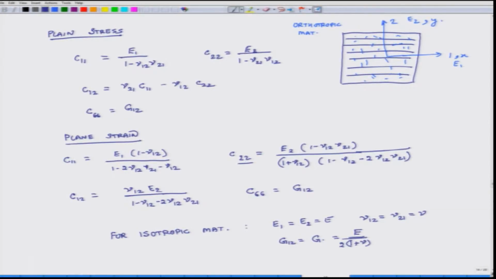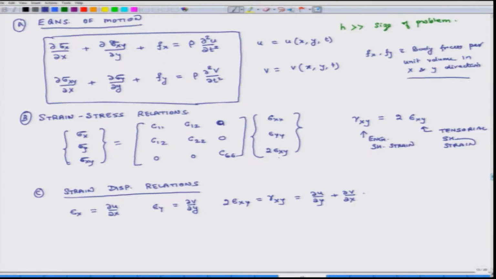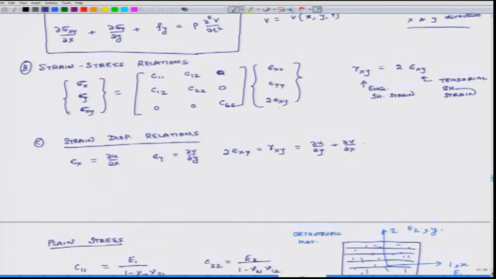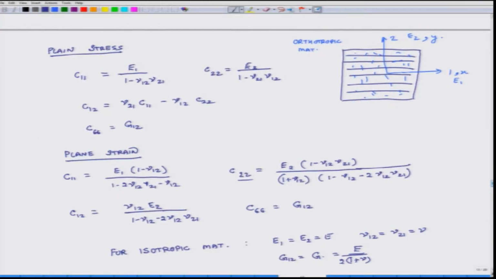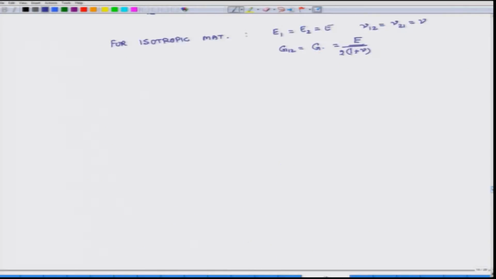What we have discussed so far is the governing equation of motion, stress strain relations, strain displacement relations, and then the definitions for the C matrix, C11, C22, C12, for plane stress and plane strain problems, both for orthotropic and isotropic materials. There was one more thing which we should discuss before we start discussing the finite element formulation, and that is tractions.